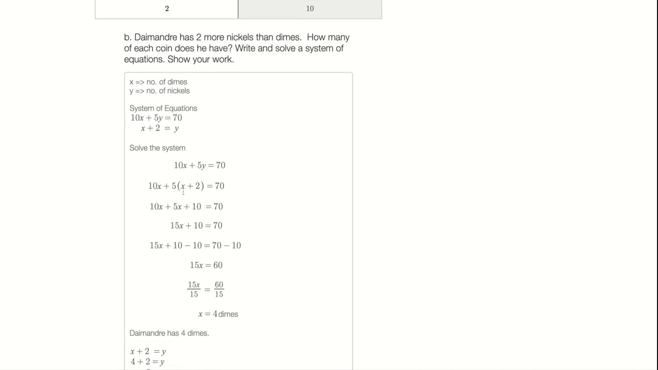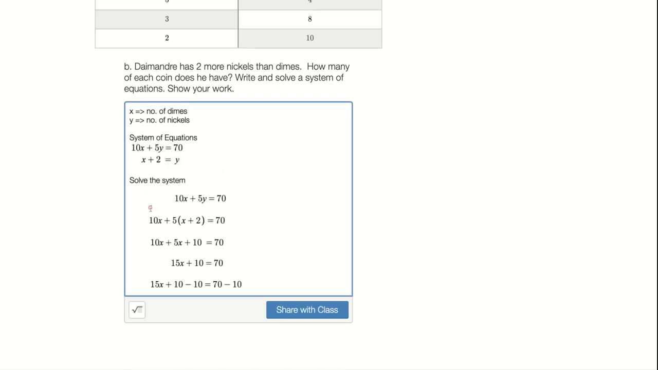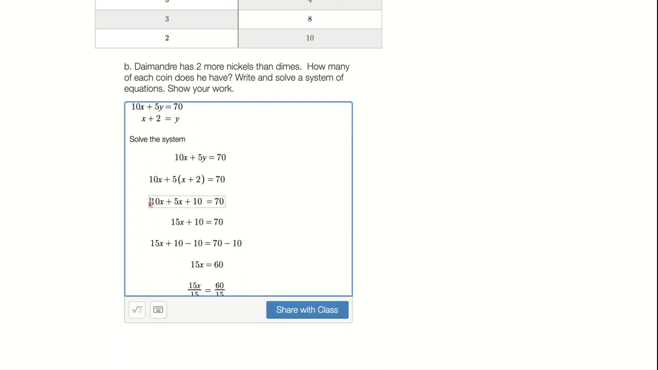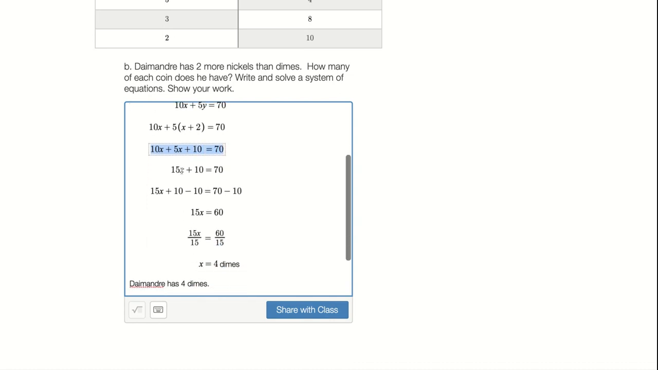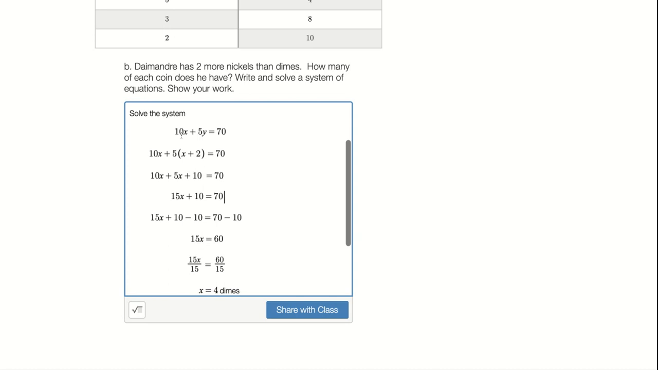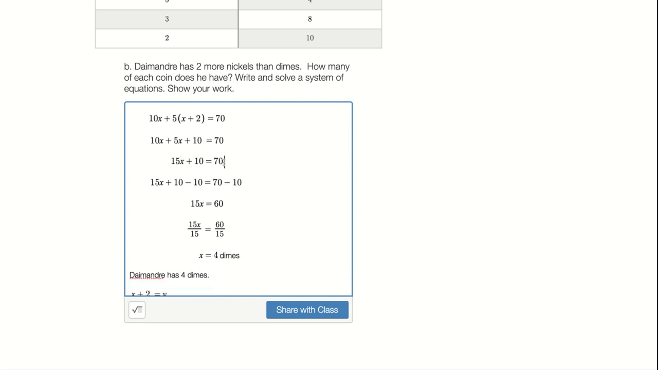Once I do that, I am going to distribute the 5 to the x and distribute the 5 to the 2. So I'll rewrite it as 10x plus 5x plus 10 equals 70. Now, I'm going to combine like terms. 10x plus 5x is 15x. And I still have my plus 10 and I still have 70. So now this equation has one variable. I can now go ahead and solve for x.